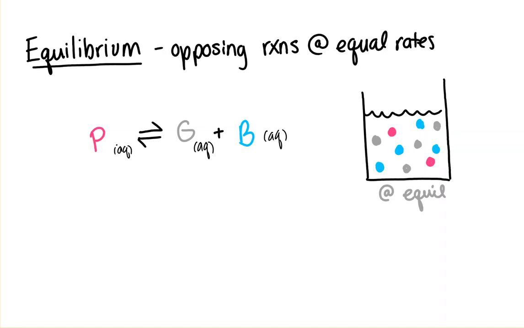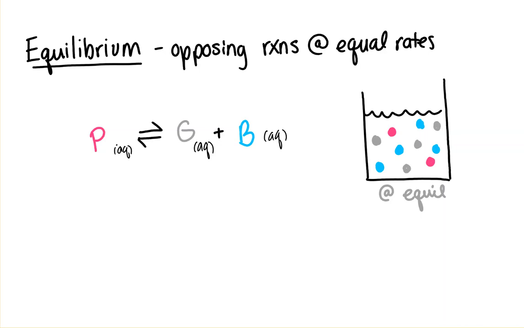Equilibrium occurs when you have opposing reactions that are occurring at equal rates. It doesn't mean that you have equal amounts of the reactants and products. It just means that the reaction is going in the forward direction as fast as it's going in the backward direction. So actually at equilibrium, your concentrations are pretty set.